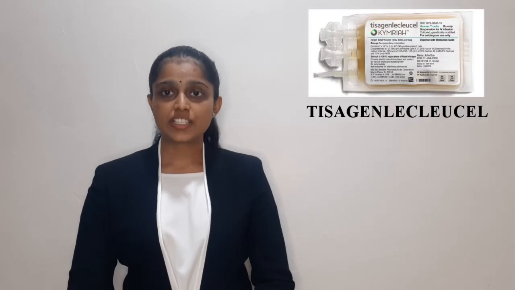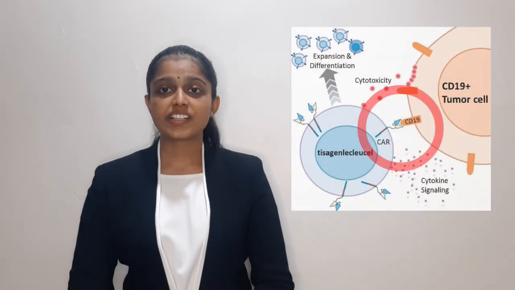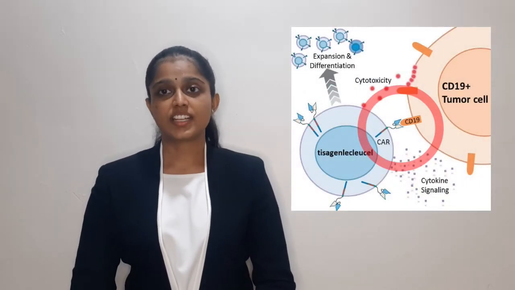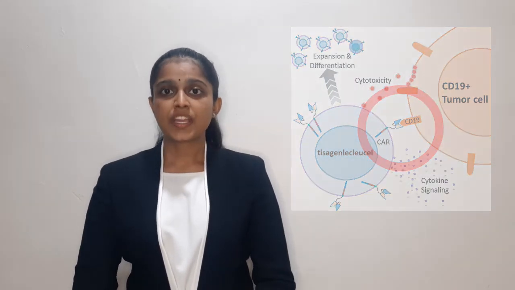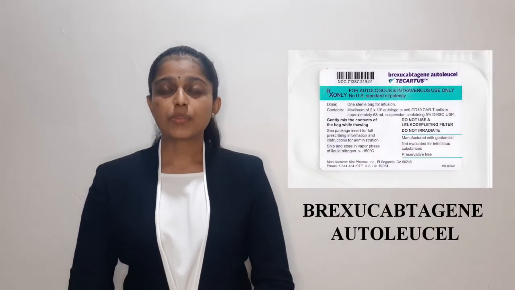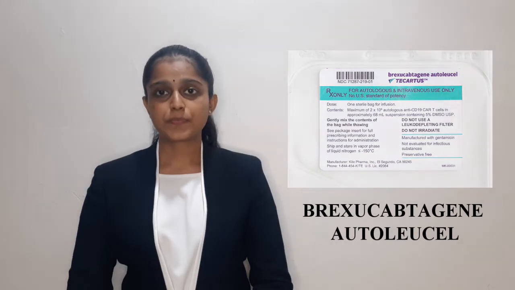The second generation of CAR T-cells were the first 2 CAR T-cell therapies to be approved by the FDA in the year 2017, namely tisagenlecleucel and axicabtagene ciloleucel. Both cells identify the CD19 surface antigen on B cells and kill the cancerous B cells. It is used to treat aggressive B-cell leukemia and lymphoma. In July 2020, brexucabtagene autoleucel was approved by the FDA to treat advanced mantle cell lymphoma.